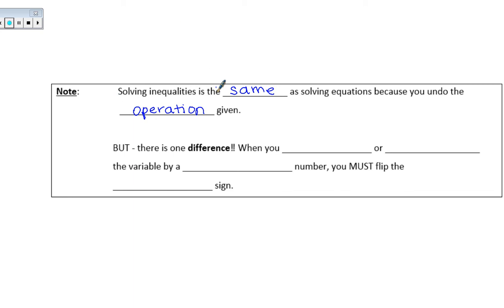So the only difference here with solving inequalities is when you are multiplying or dividing the variable by a negative number. So these negative numbers are going to be tricky here. That means you need to flip the inequality sign. So go ahead and take a minute to fill this in. This is a really important note, and we're going to try some examples like this, and I'll show you what I mean.